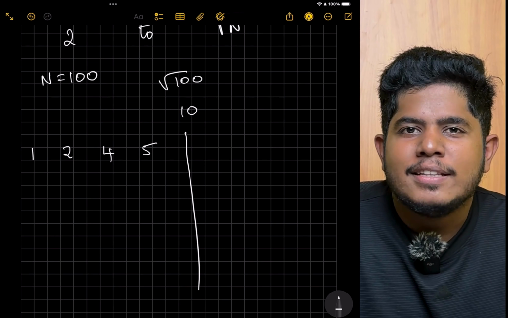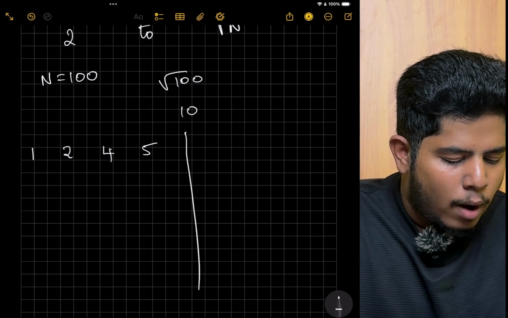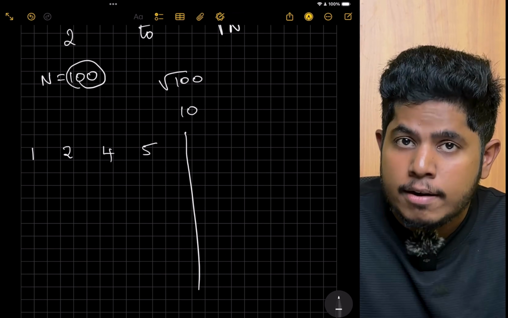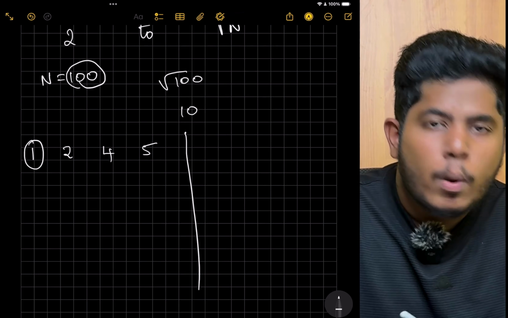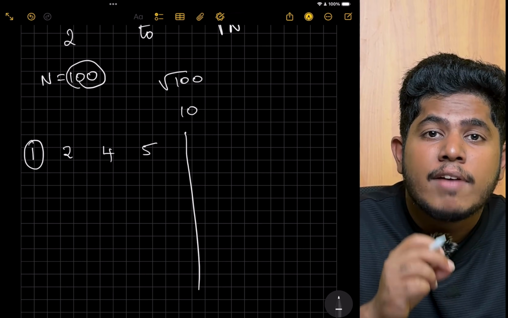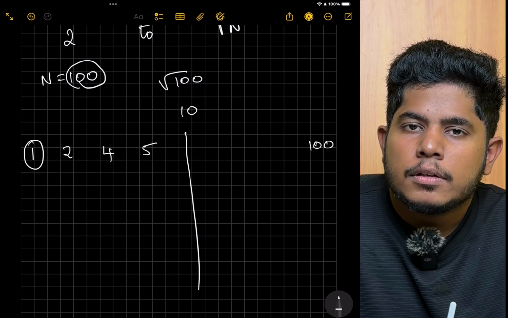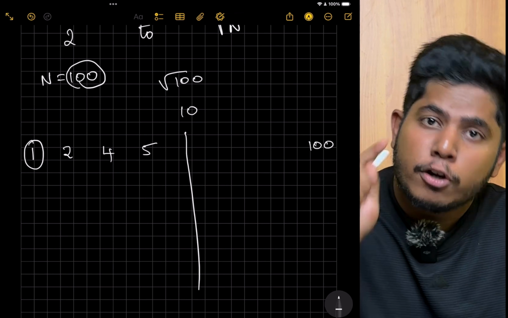Why are we doing all these things? We will understand now. Let's do step number 1. We will pick n, 100, and we will divide it by 1. What is 100 divided by 1? 100 divided by 1 is 100. The quotient is 100. And that 100 is a factor of 100.